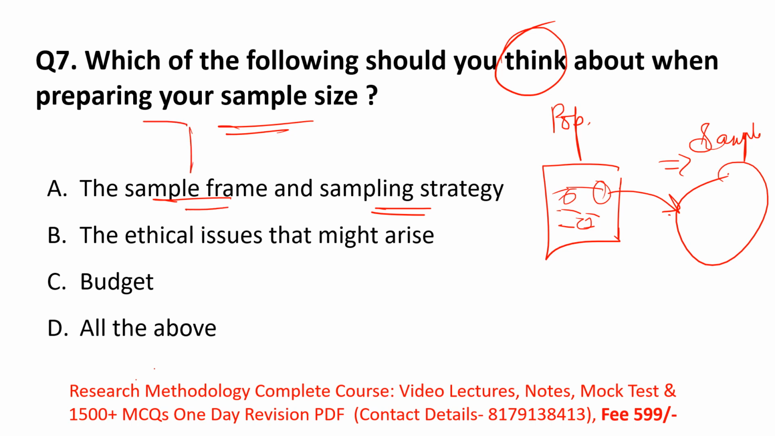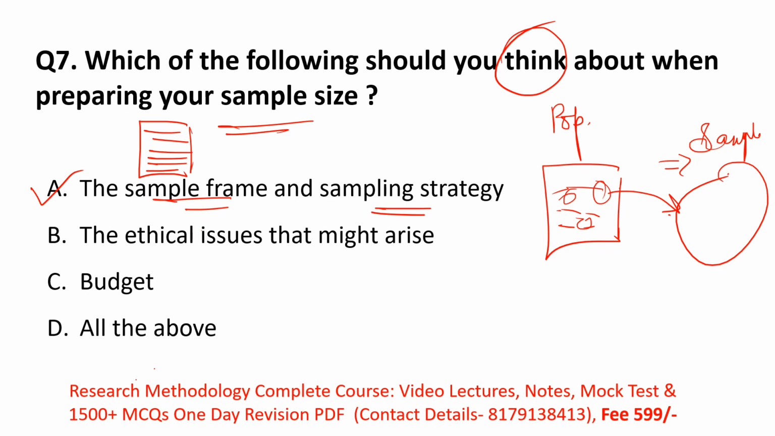What is a sample frame? A list in which your population members' names are present, in a proper list. So you should make your sample frame, a list in which the whole population members' names are mentioned. And sampling strategy means how you are selecting your samples: randomly, or according to your convenience. So this matters. You should think about the sampling frame and the sampling strategy while selecting your sample size.